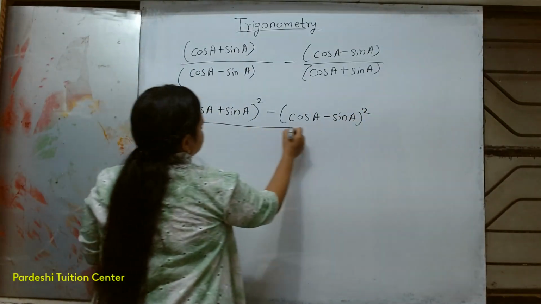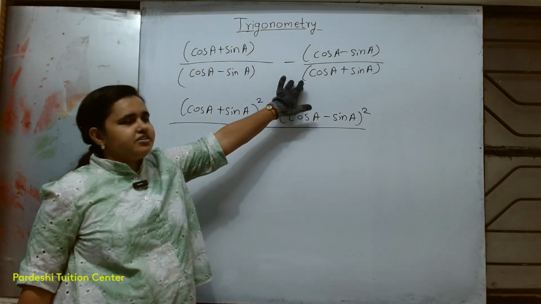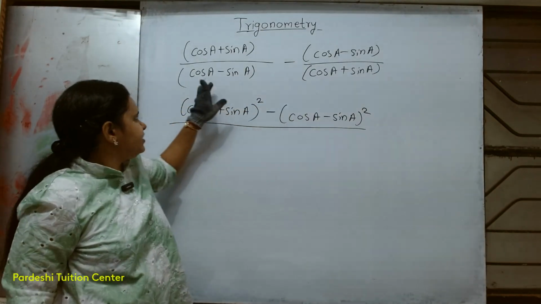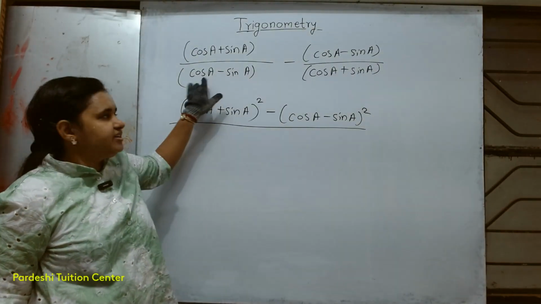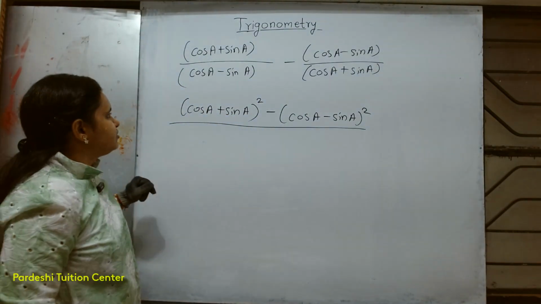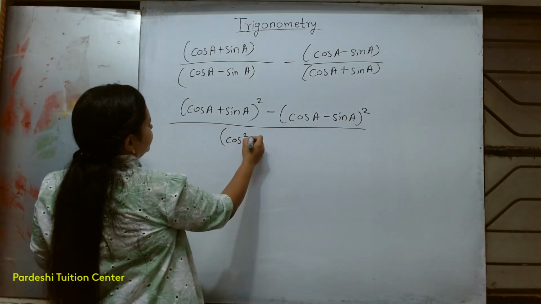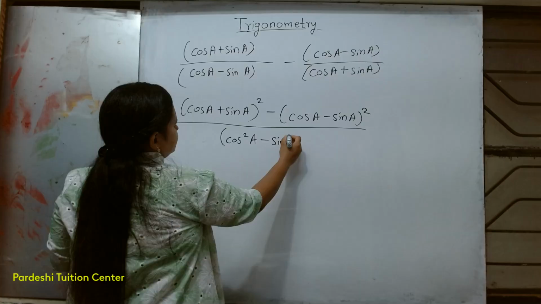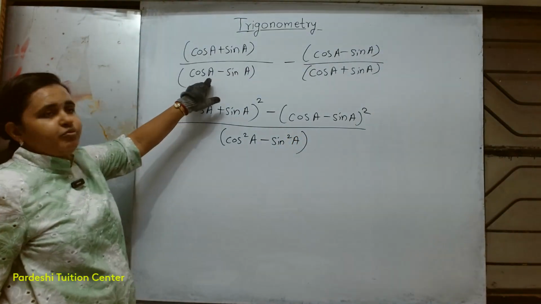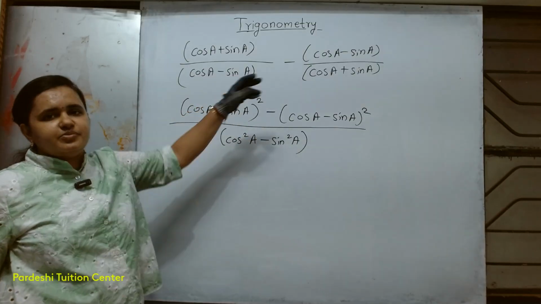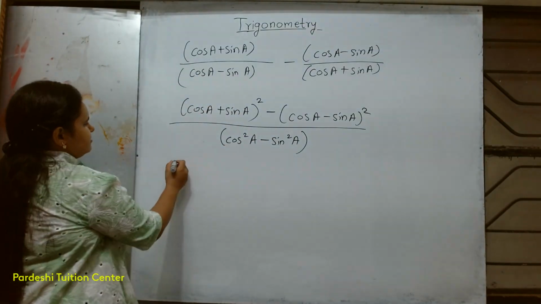Now here it is cos A minus sin A, here it is cos A plus sin A. So it is A minus B, A plus B, if we take cos A as A and sin A as B. So we can write it as A square minus B square. So it will be cos square A minus sin square A. Okay. We have put the formula A minus B, A plus B as A square minus B square.